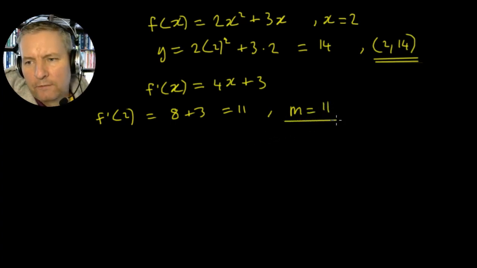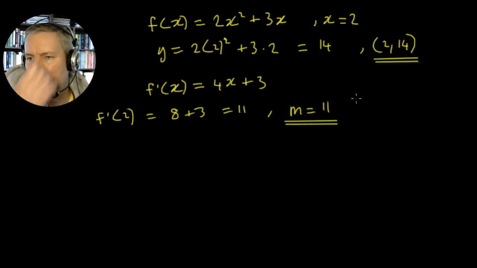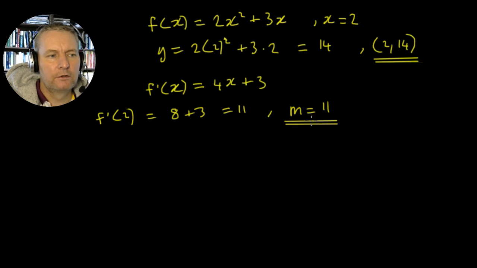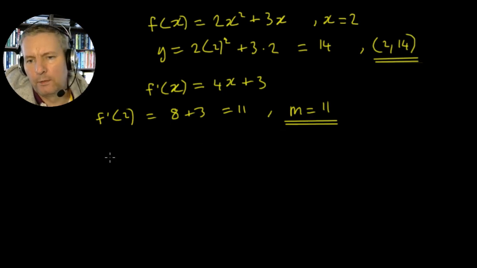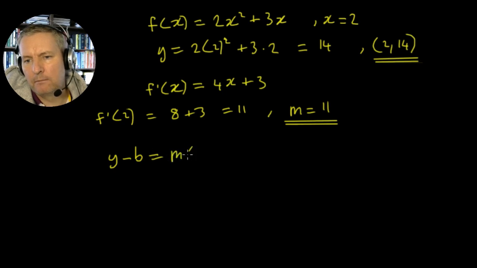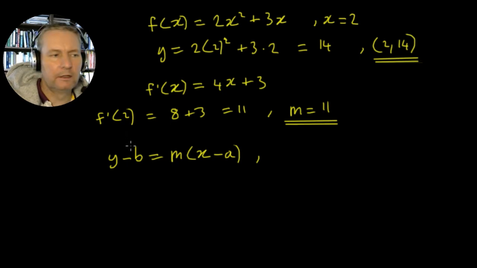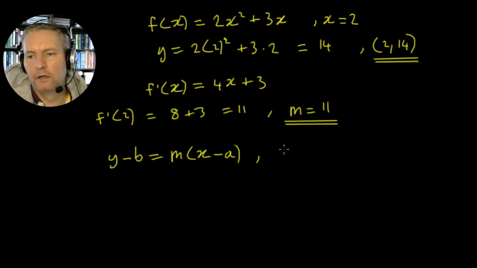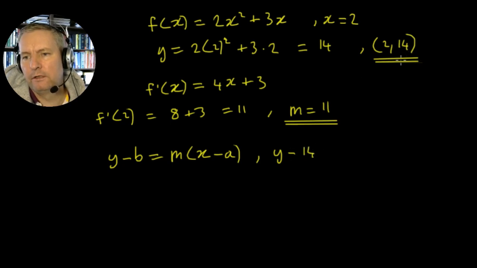So those are the two bits of information we need. We've got a point on the line and we've got the gradient of the line. So now we want to use our equation y minus b equals m times x minus a in order to find the equation of the tangent. So y minus b, well, b is the 14, equals the gradient 11 times x minus a, well, a is the 2.